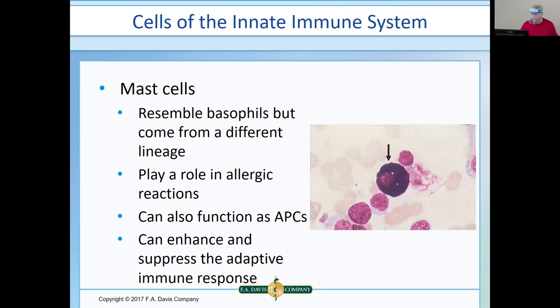Mast cells. You may or may not have heard of mast cells. They resemble the basophil because they pick up all that primary stain and the right stain, and they don't let go of it. But they come from a different lineage, and they play a role in allergic reaction. So these cells are present. They also can function as antigen-presenting cells, and they can enhance or suppress the adaptive immune response.